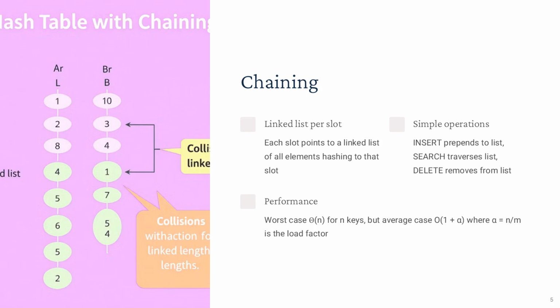Chaining is a simple and effective method for collision resolution. Each slot in the hash table is linked to a list that stores all elements mapping to that slot. Insertion involves prepending the new element to the list, while search traverses the list to find a match. Deletion removes the element from the list.